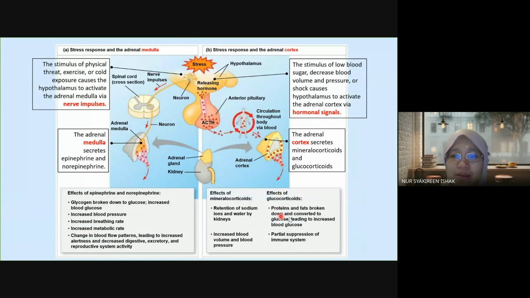Ni. Okay. Protein and fats broken down converted into glucose leading to increased blood glucose level. Ni macam contohnya tadi lah kan, orang yang starving kan, orang yang dalam keadaan depressed, tak makan-makan, jadi kurus, whatever kan. So this is due to the effects of hormone glucocorticoids, which breaks down protein and also fats and convert into glucose. Okay, break down and then convert into glucose to increase glucose level as source of energy.